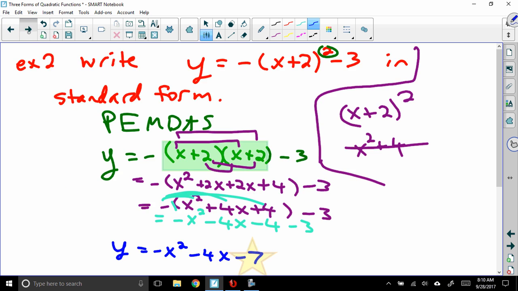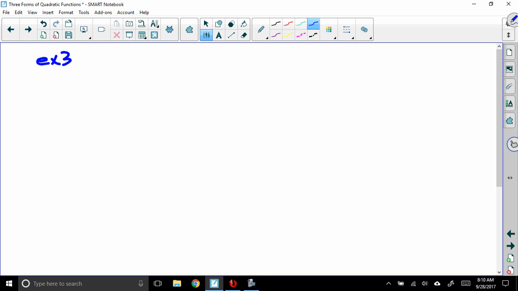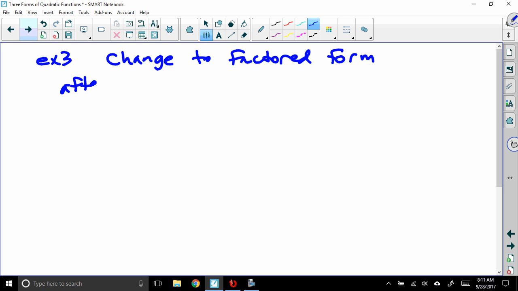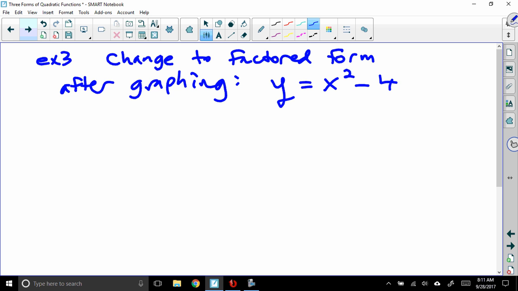What are we on? Example 3. Change to factored form after graphing. What do you mean change to factored form after graphing? You'll see. y equals x squared minus 4.